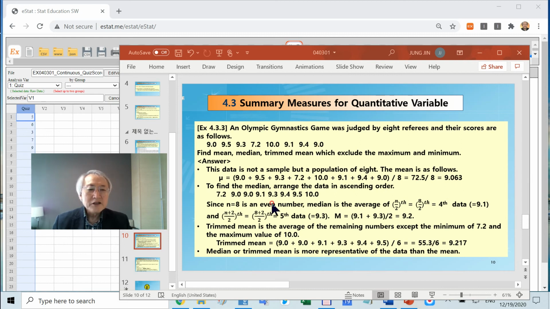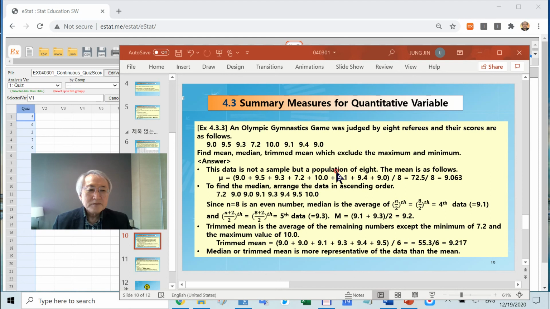To find the median, arrange in order. And then how many data do we have? We have 4, 5, 6, 7, 8 data. Therefore, the middle position implies maybe this and this. Okay? That's the fourth data and the fifth data, and you can calculate using this formula. Then take the average of these two numbers, which will give you the median.